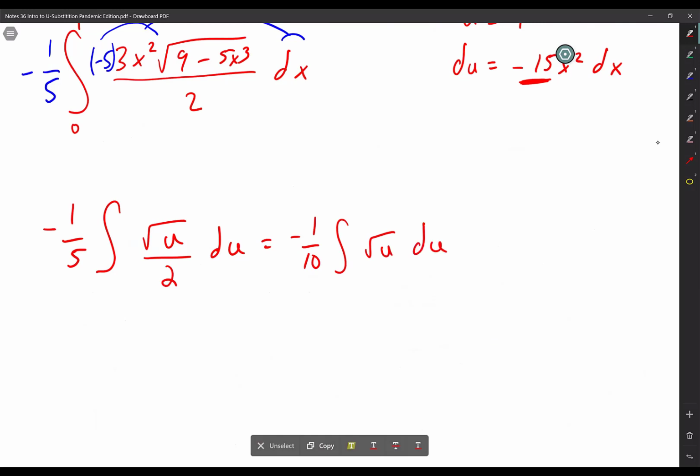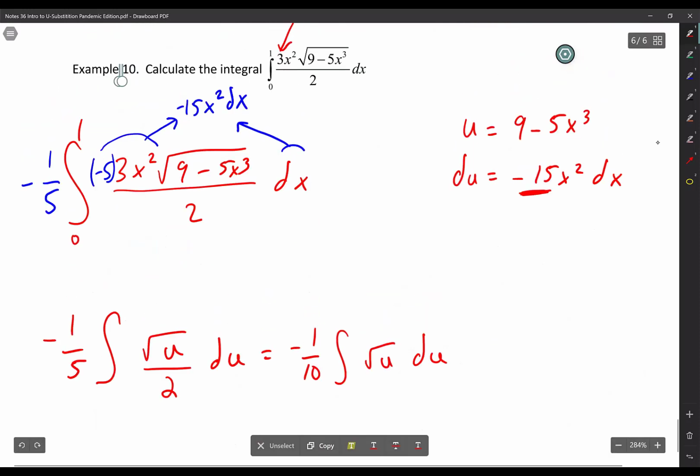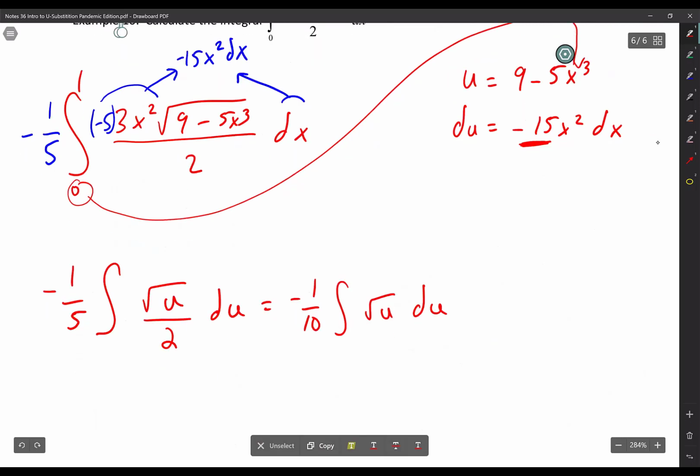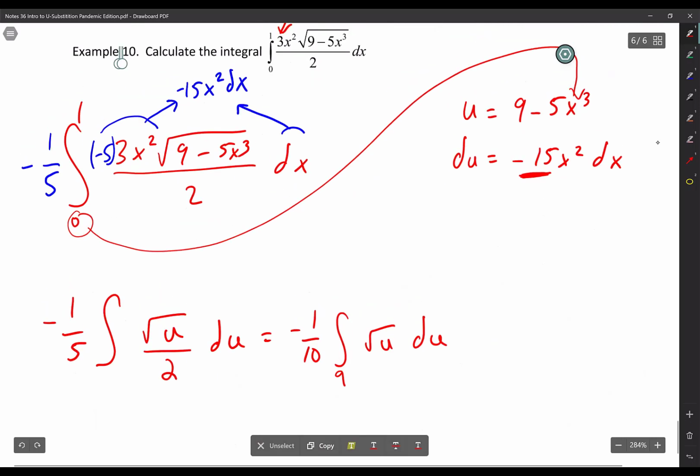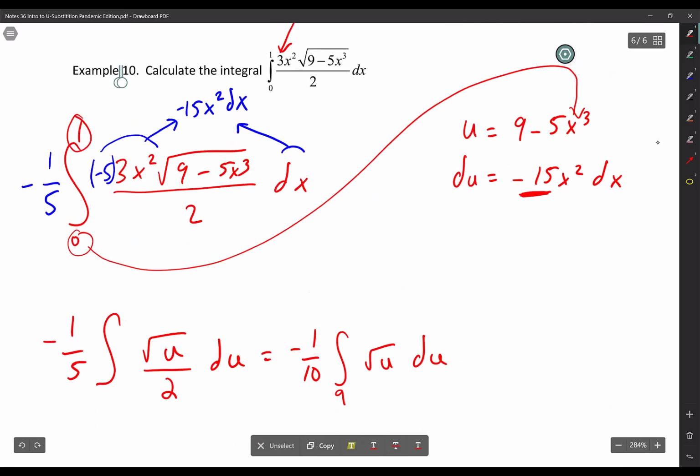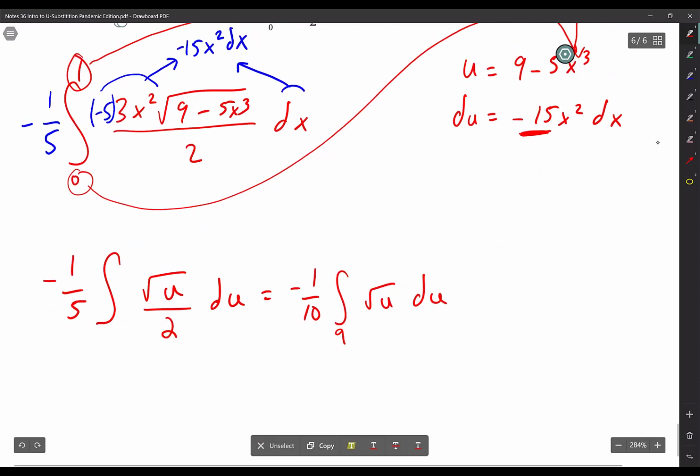I still don't have limits in there. Let's see what my new limits are. When x is 0, u is 9. I know, guys, it sounds funny. When x is 1, 9 minus 5 is 4.